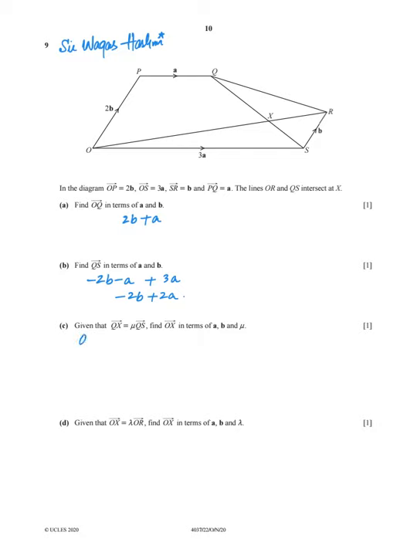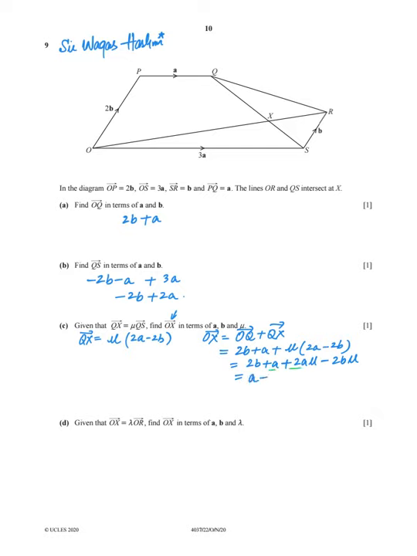In the third part, it says that QX is equal to mu times QS, and QS we found is 2A minus 2B. We need to find OX here. For OX, I can say that OX is equal to OQ plus QX. OQ we found in the first part, it's 2B plus A, and QX we found is mu times 2A minus 2B. If I multiply with mu, that will be 2B plus A plus 2A mu minus 2B mu. So we have A and A, so I will write these two together.